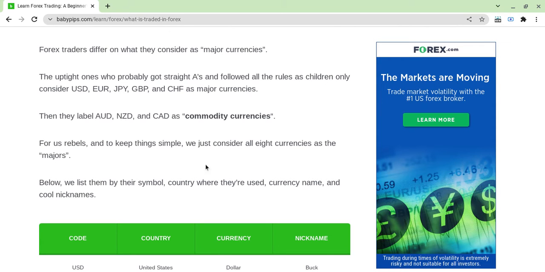So anyway, to keep things simple, we just consider all 8 currencies as majors. And I like that. Let's keep it simple. Let's say all of them are major currencies. All right.